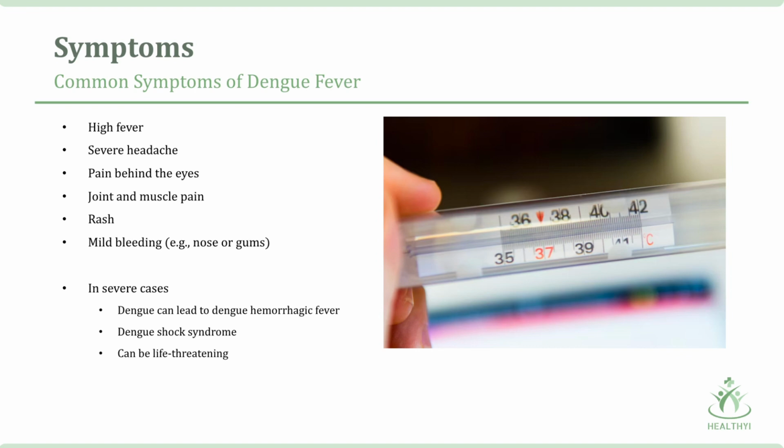While most cases of dengue fever are mild and resolve on their own, it's crucial to be aware of the potential complications. In severe cases, dengue fever can progress into dengue hemorrhagic fever or dengue shock syndrome, which can be life-threatening. Dengue hemorrhagic fever is characterized by bleeding, blood plasma leakage, and organ impairment. It requires immediate medical attention. And dengue shock syndrome is a severe form of dengue fever that leads to a sudden drop in blood pressure, causing shock and organ failure.